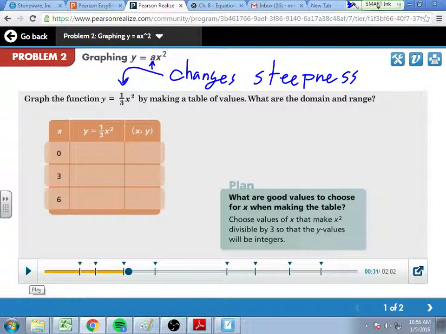So when I plug in 0 here, 0 squared, 0. So times 1/3 is 0. So that gives me the point 0, 0. So this one's going to be a nice parabola centered right at my origin. When I plug in 3, what do I get for the y value there? What's 3 squared? 9. What's 1/3 of 9? 3. Yeah, so we get 3 in the end.